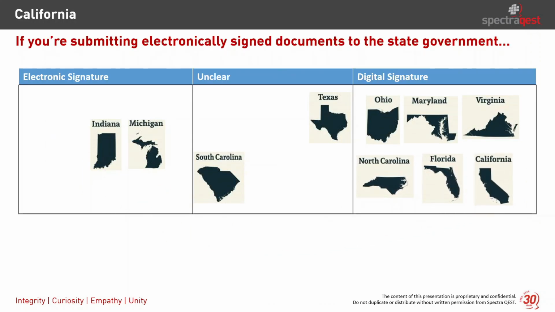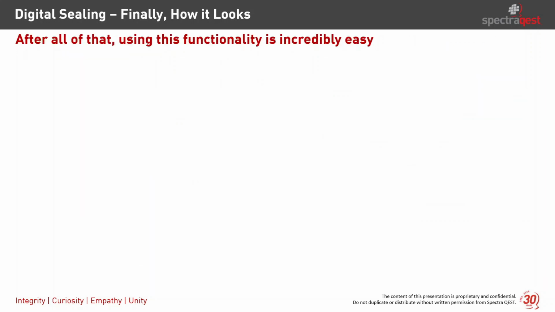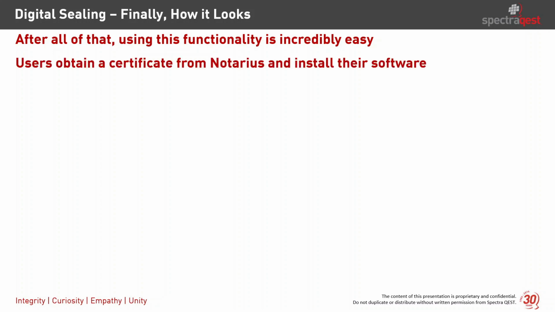But if you are working with the government and providing them digitally signed documents, California ends up in that bucket there. So how does it look in Construction Hive, what have we done to deliver this functionality? After all of that complexity and talking about all those requirements, using this functionality in Construction Hive to digitally seal documents in the capacity of a professional engineer is incredibly easy.